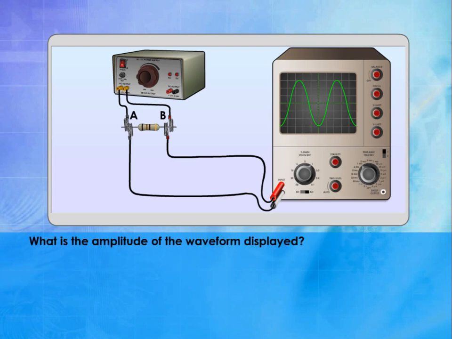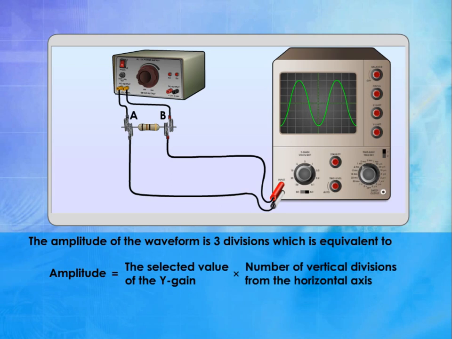What is the amplitude of the waveform displayed? The amplitude of the waveform is 3 divisions, which is equivalent to the selected value of Y gain multiplied with the number of vertical divisions from the horizontal axis.